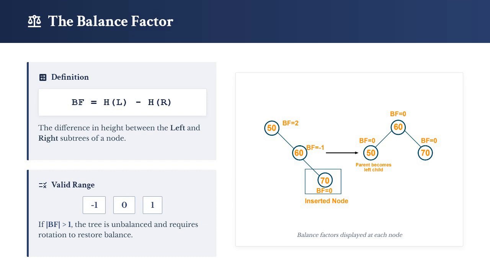If any node has a balance factor with an absolute value greater than 1, the tree is considered unbalanced and needs to be restructured. When we perform insertions or deletions in an AVL tree, we need to check the balance factors of all affected nodes. If any balance factor goes out of range, we perform rotations to restore balance. The balance factor is stored at each node and updated after each operation. This adds some overhead, but ensures the tree remains balanced.